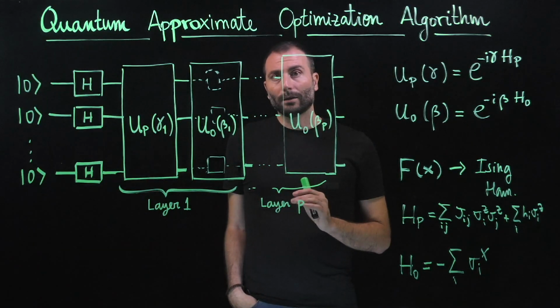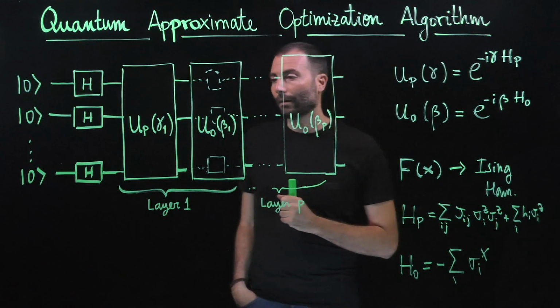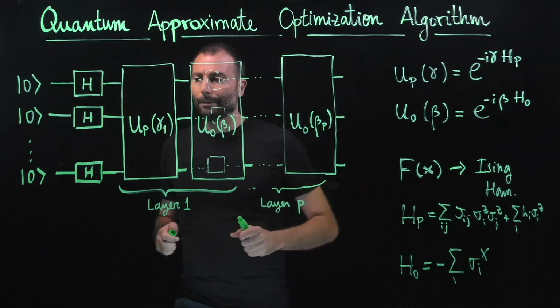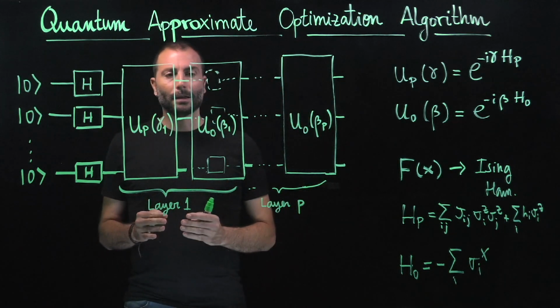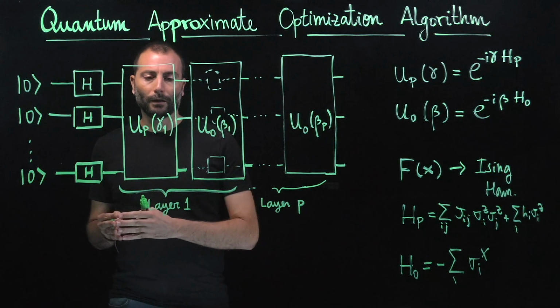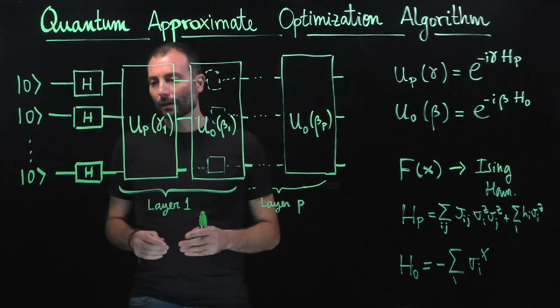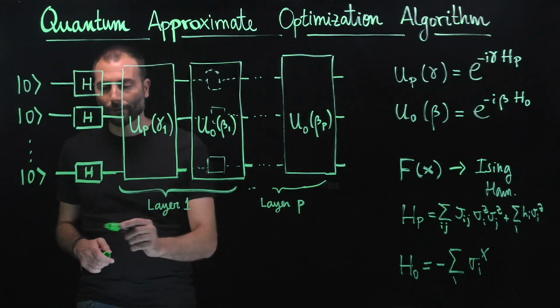Now I would like to mention the performance of this algorithm. The performance is a bit heuristic, so we have no clear proofs of when this works. But we know some things. We know that the algorithm is universal.